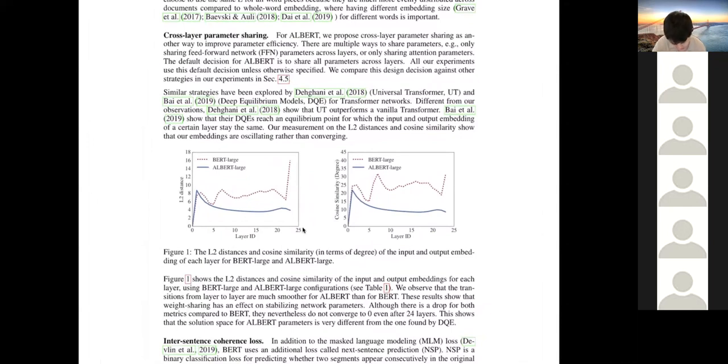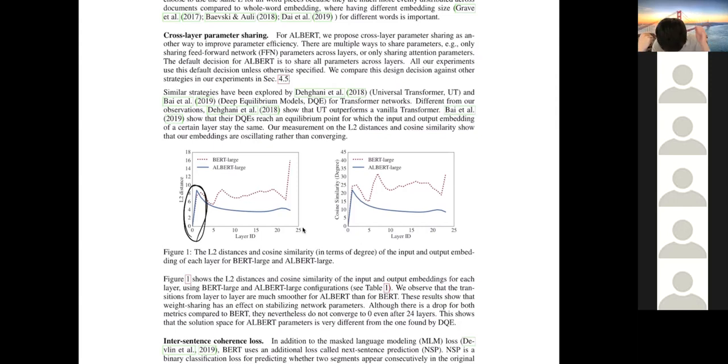So this is actually interesting because they were trying to compare BERT and ALBERT, especially the distance between the input and output embeddings of each layer. And they were saying that the left is probably the input and the right is the output, but they're showing similar trends. Whichever it is, we're seeing that the similarity is very high in the first few layers, but then the difference is big between those two in later layers.